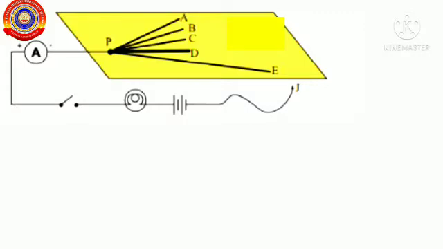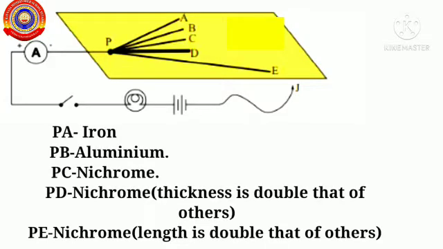So for studying more about resistors, here you can see an arrangement of a circuit. Among the conductors fixed on the wooden plank, Pa is iron, Pb is aluminium, Pc, Pd and Pe are nichrome. They are of the same length. Pe is of double length. The thickness of Pd is double that of the others.